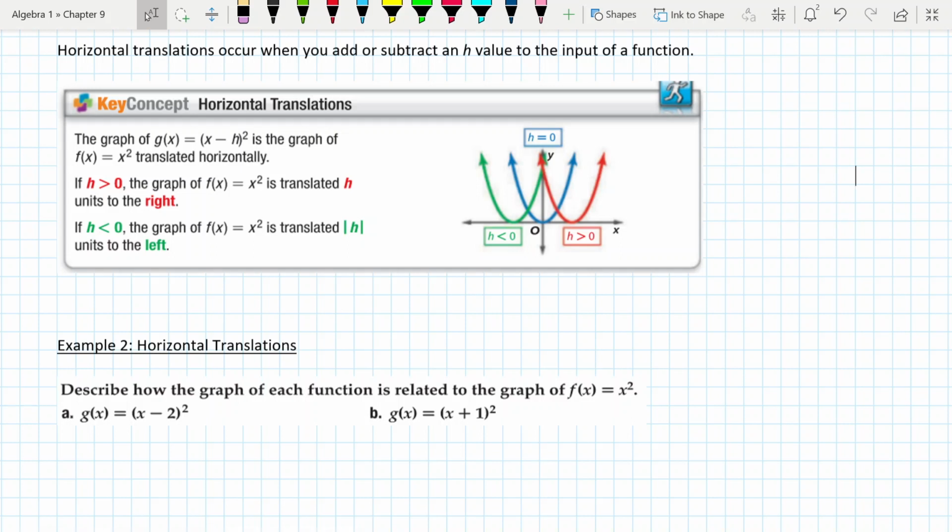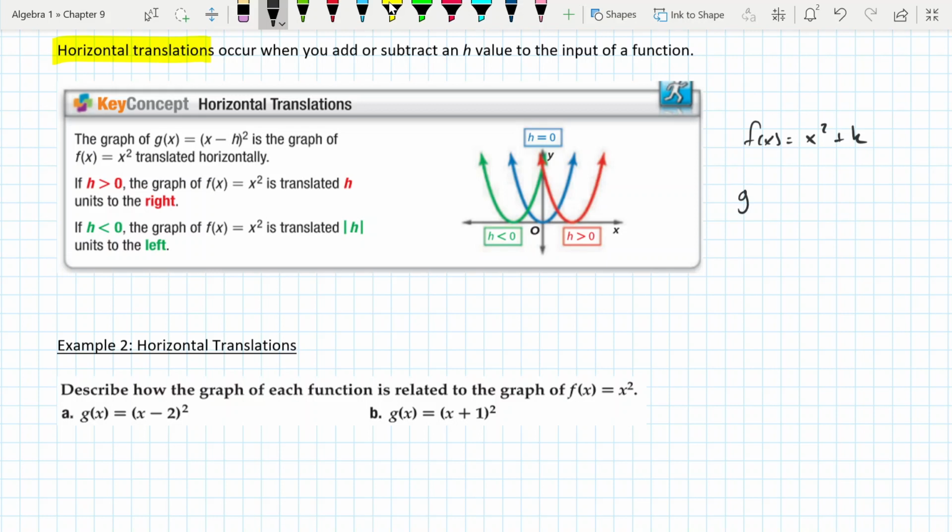So we were just working with vertical translations, moving it up or down. What we're going to talk about next are horizontal translations. So it's going to be moving left or right. Now here's a very important part here. When before we had f of x equals x squared plus k, that k value was outside of the x squared, and it just moved up or down based on whether k was positive or negative.